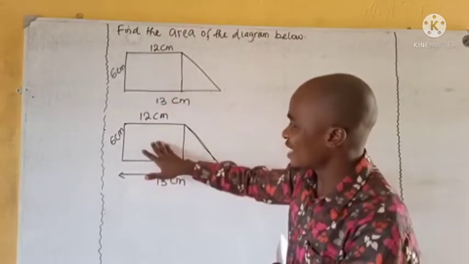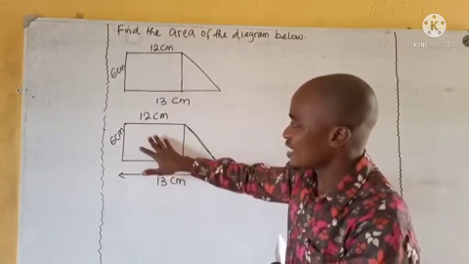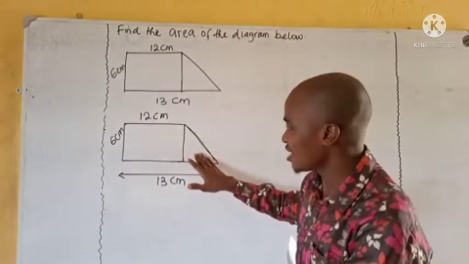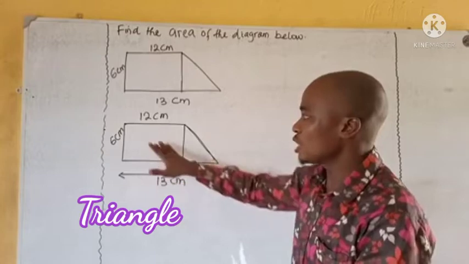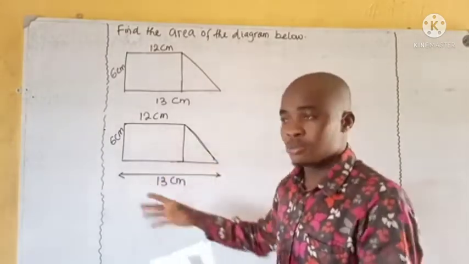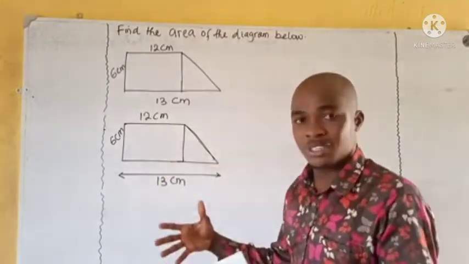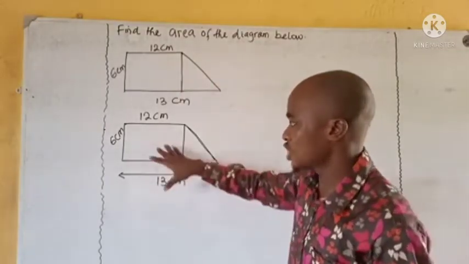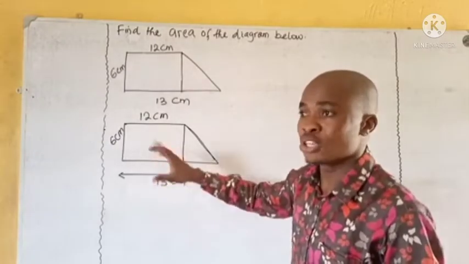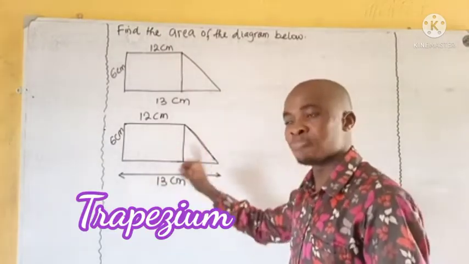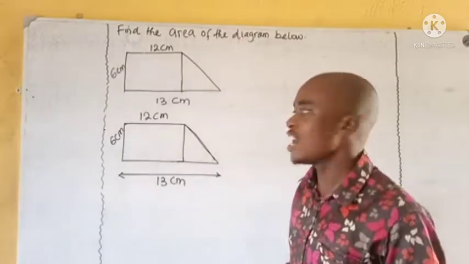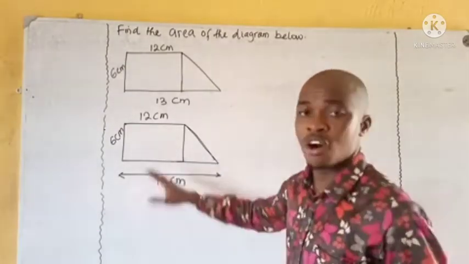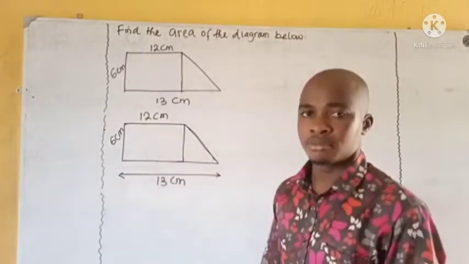If you look at this, we have a rectangle and another one, a triangle. So these two shapes are connected together to form a particular shape, and this shape that they form, we call it a trapezium. Therefore, from here we can have two ways of solving this particular problem.